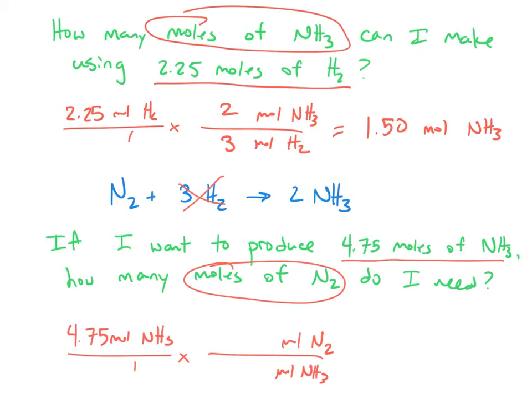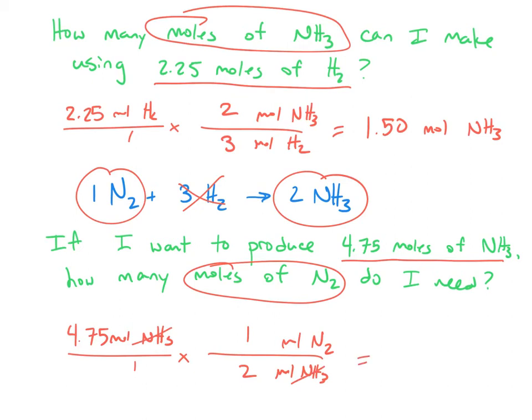So I have 4.75 moles of the product, and I'm trying to find how much N2 it takes to get that much. And so I used the balanced chemical reaction and the coefficients once again in order to do that. So my N2 is 1, so I put 1 mole of N2 on top and 2 moles of NH3 on the bottom. So now I can do the math.